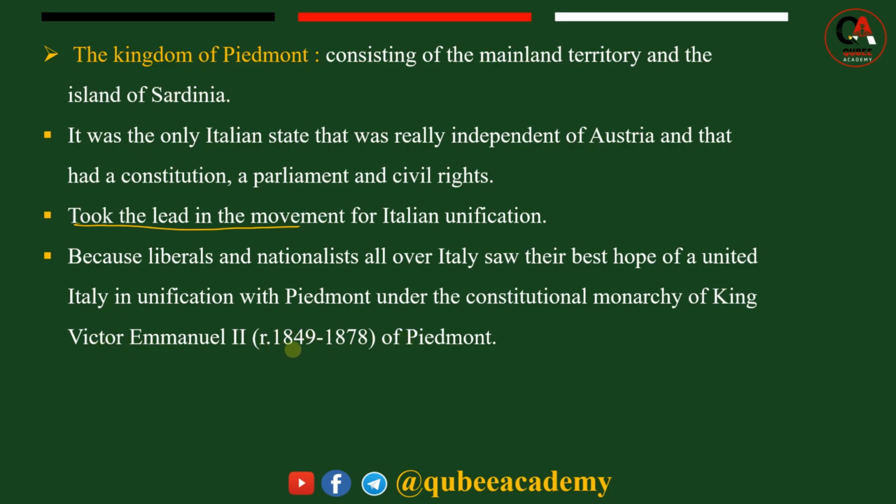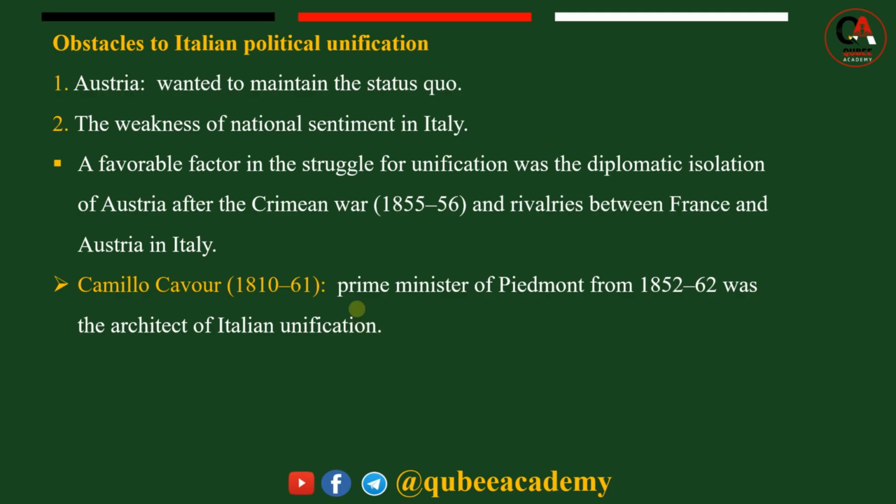He was on the throne from 1849 up to 1878. Italian unification also faced different obstacles. The first obstacle was the existence of foreign powers like Austria and France, the foreign powers in Italy.